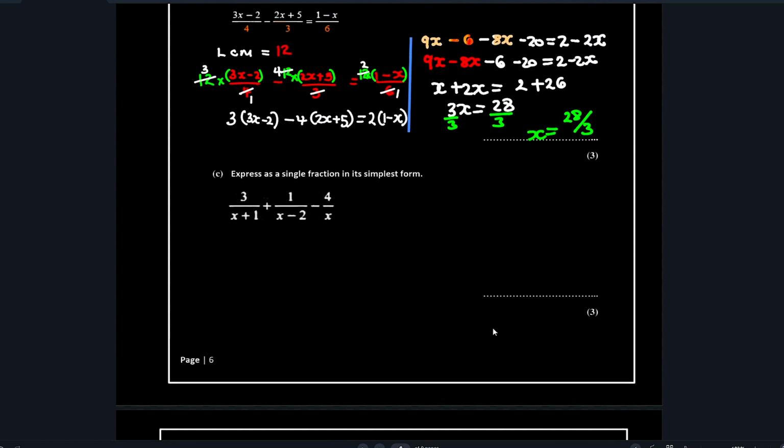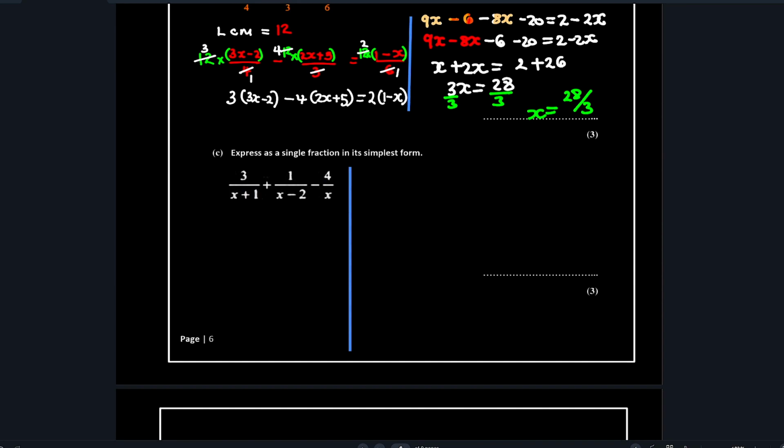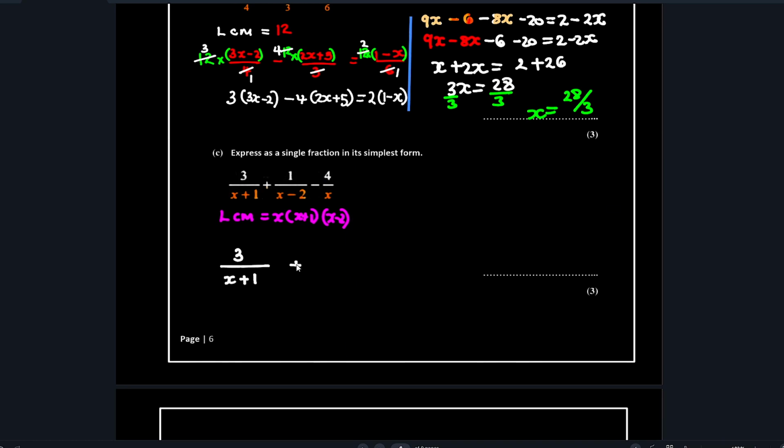Express as a single fraction in its simplest form. Given that, also you are going to find the LCM, and in that case the LCM is going to be the product of all the numbers that we have there. We were having the first term, the denominator is x plus 1, second term is x minus 2, and the third term is x. So the LCM is going to be x times x plus 1, x minus 2. Then you're going to multiply everything that you have there by the LCM.